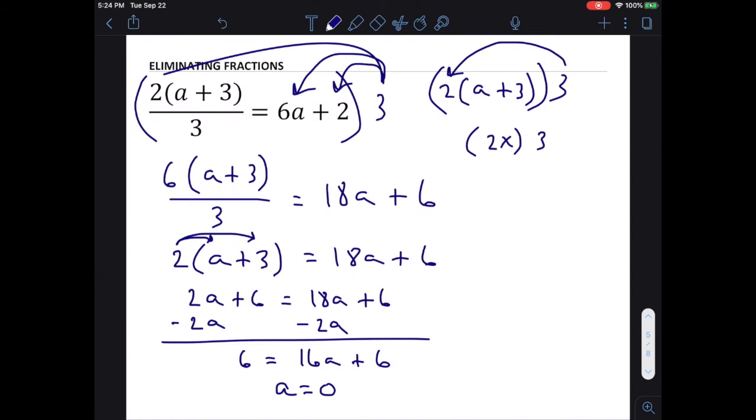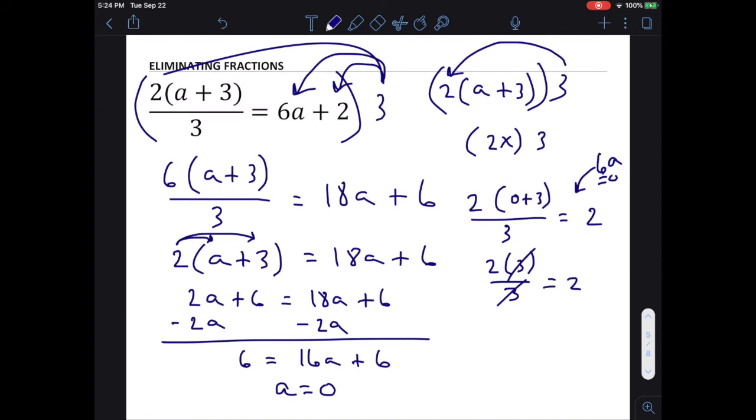All right, so a being 0 makes checking our work fairly straightforward, because if we go up to this and we say, all right, 2 times 0 plus 3 divided by 3 equals, well, 6 times a is 0, right? So we're just going to have a 2 on the right-hand side because the 6a equals 0, right? So then the 2 times 3 divided by 3 is equal to 2. Well, these 3's just cancel each other out, so 2 is equal to 2. So there we go. We know we have the right answer.